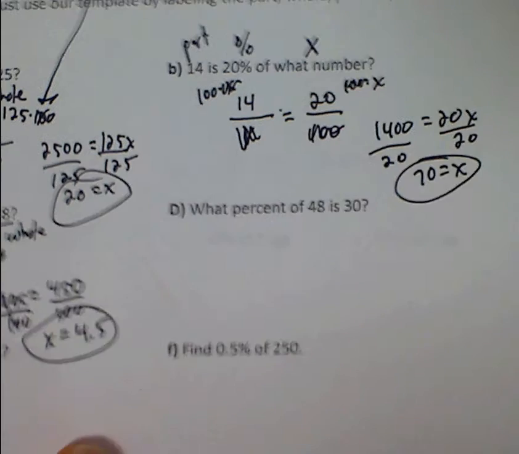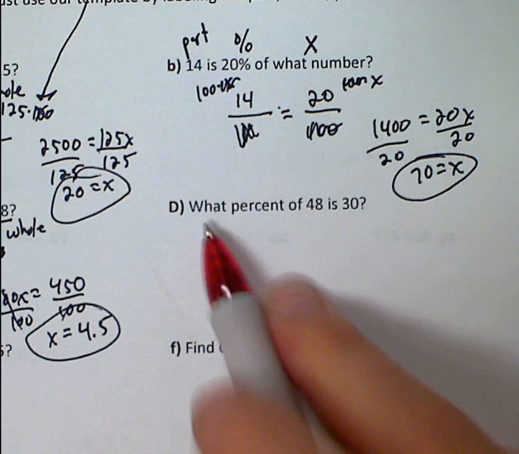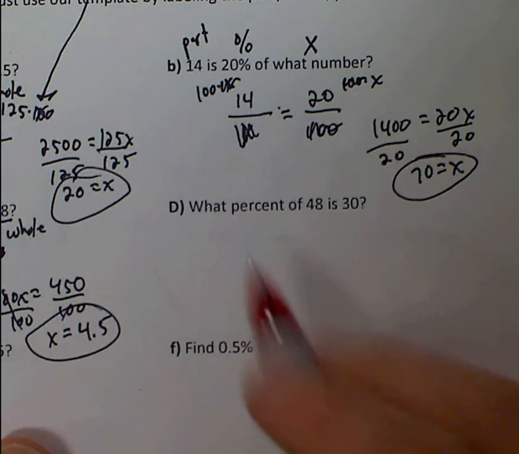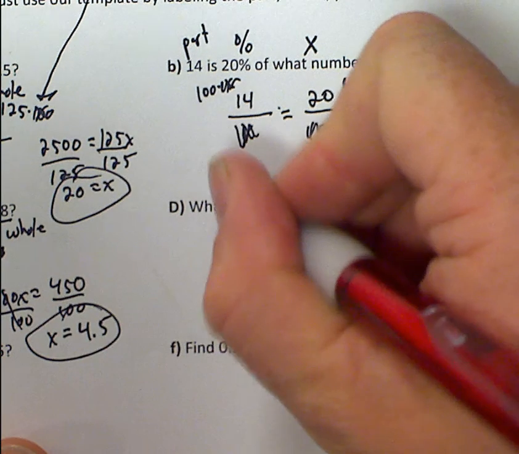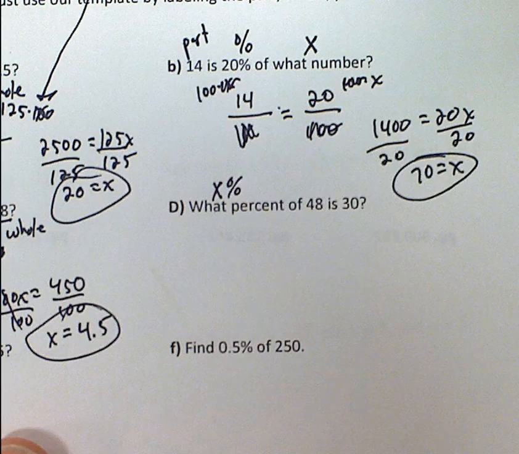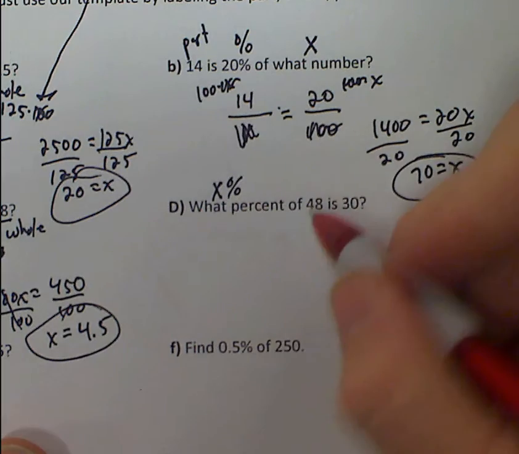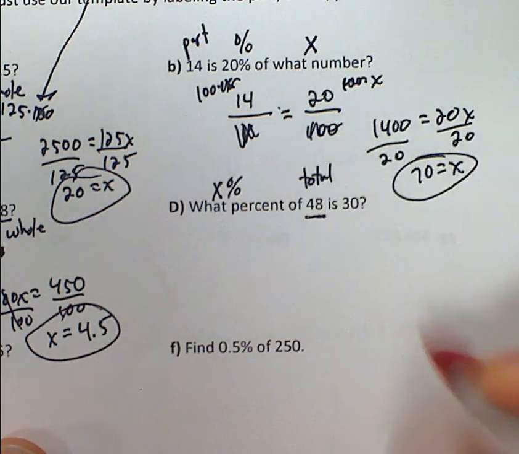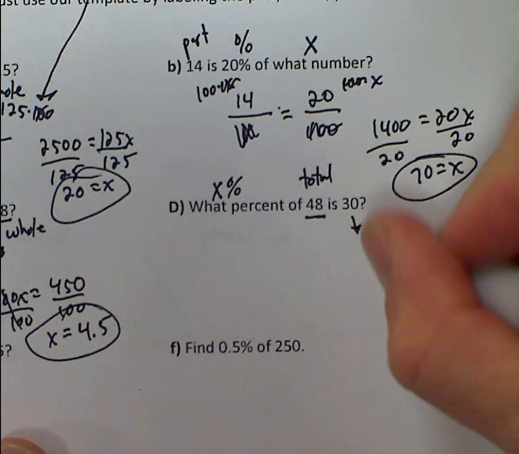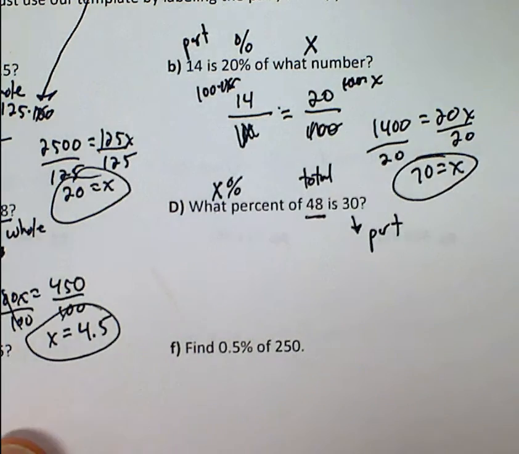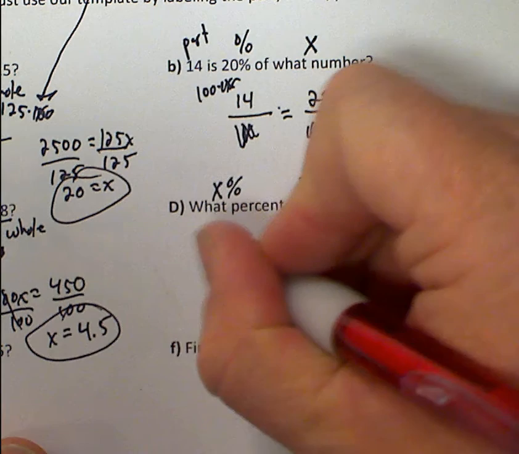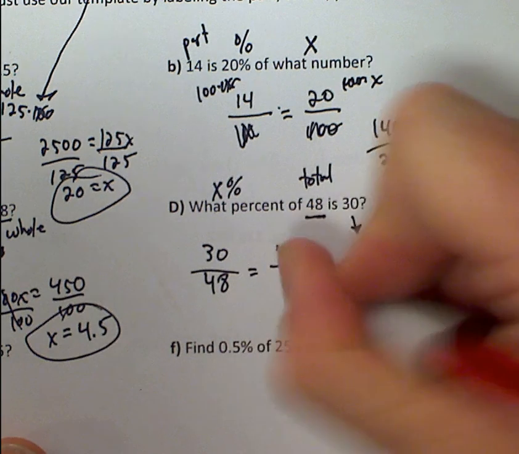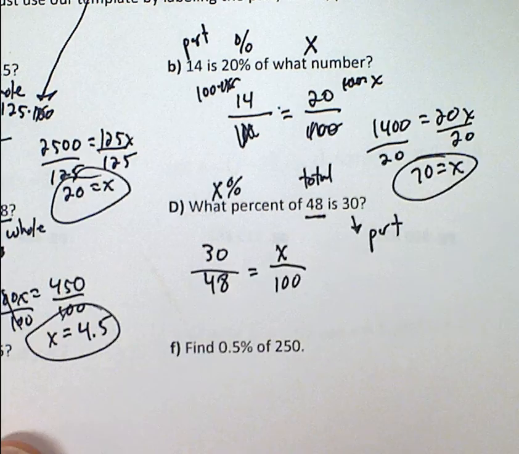So letter D. Go ahead and pause the video and try this one. On letter D it says what percent, so there's my percent, so my percent will be x, of 48, so of 48, that has to be my total, is 30, so 30 has to represent my part. So if I put it in my template, my part is 30, my whole is 48, my percent, I don't know what it is, and then it's always over 100.